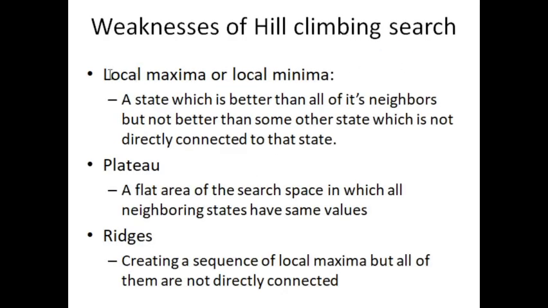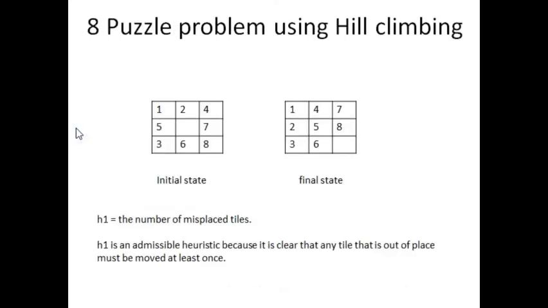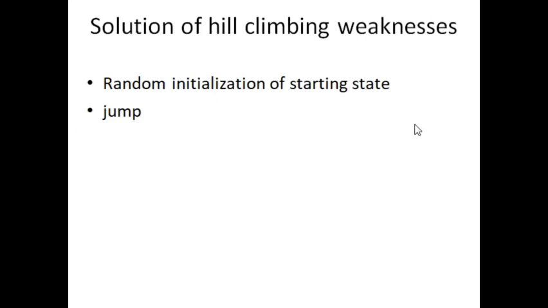So in this video lecture, we talked about the weaknesses of the hill climbing search technique, which are the local maxima, plateau, and ridge problem. And we solved this 8 puzzle problem by using the hill climbing technique. We also observed the local maxima problem during the solution of this problem. At the end of this lecture, we discussed the solutions to hill climbing weaknesses, which are the random initialization of the starting state, and the second solution is the jump.